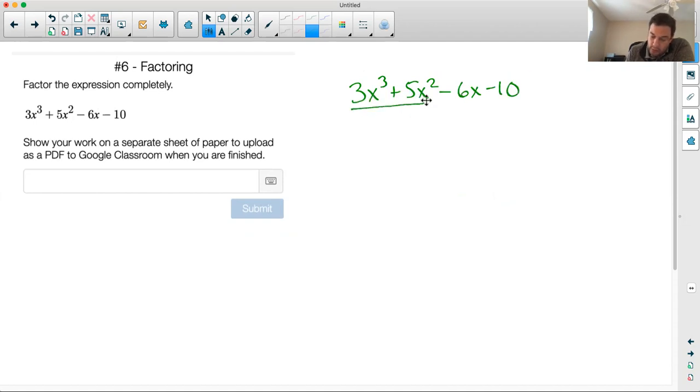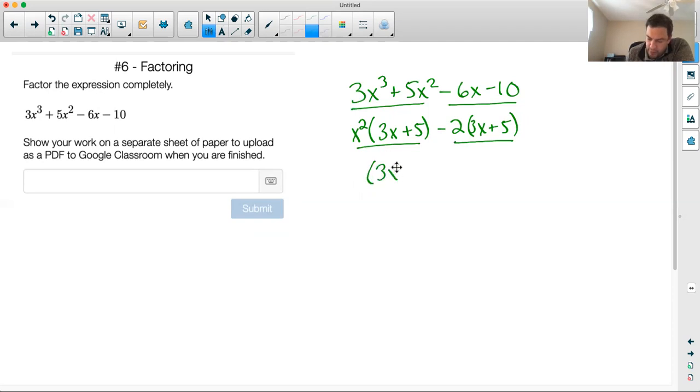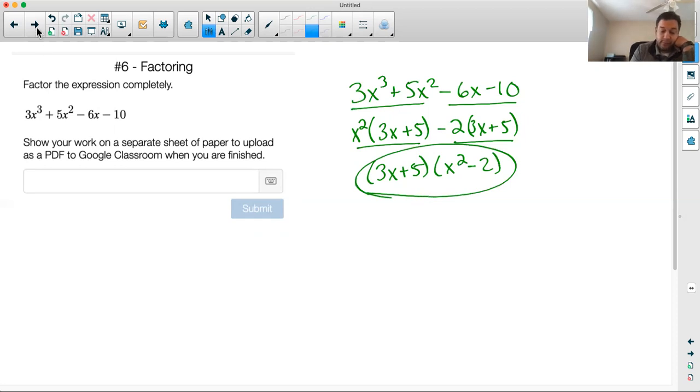When I look at this, I look at these first two terms and the last two terms, and I notice there's an x squared in both the first two terms, so that leaves me with a 3x plus 5. And then I notice there's a 2 or a negative 2 in the second two terms, leaving me with a 3x plus 5. And since the 3x plus 5 is common in both terms now, I take that out. And I'm left with x squared minus 2. And so that right there is our final factors.